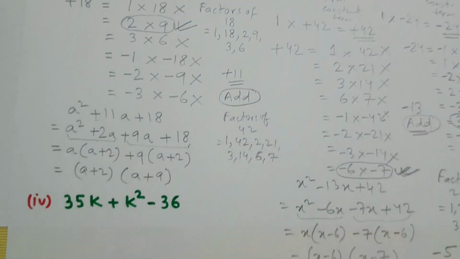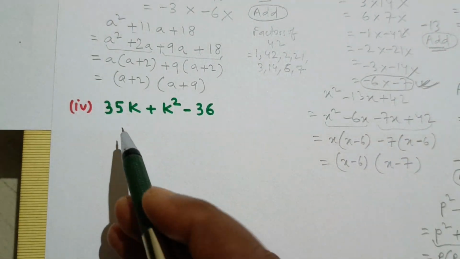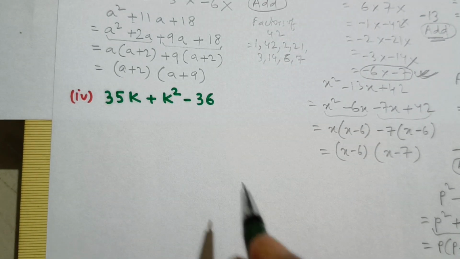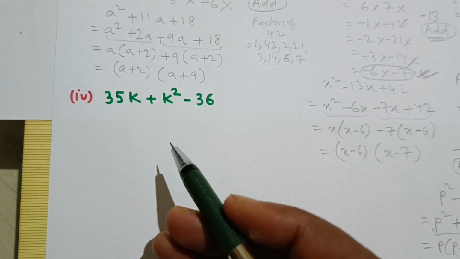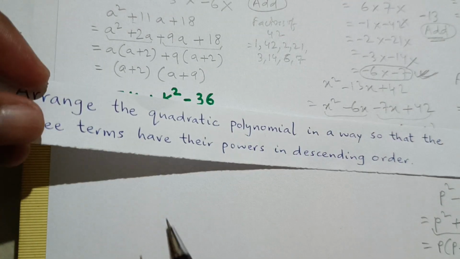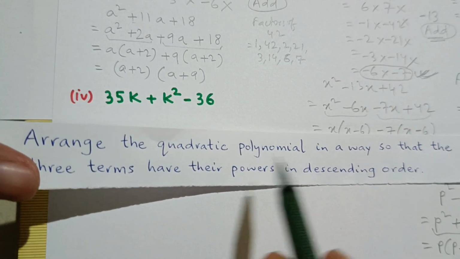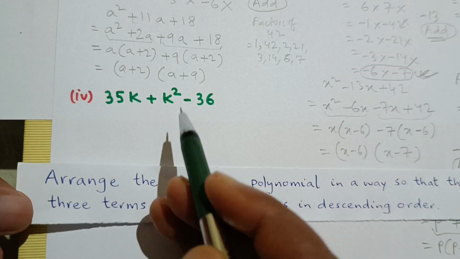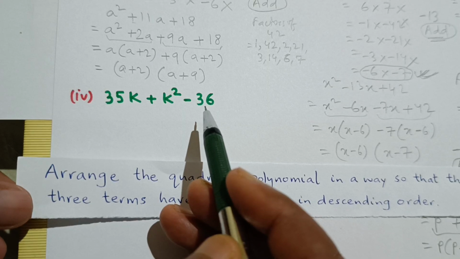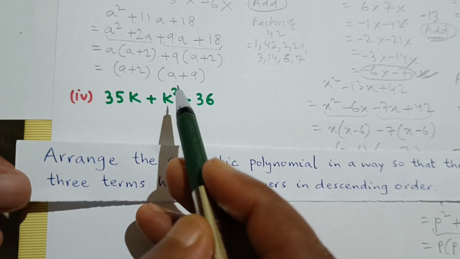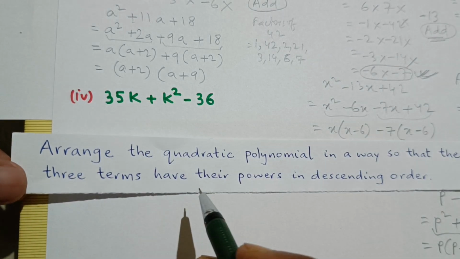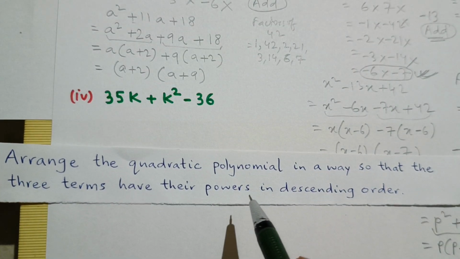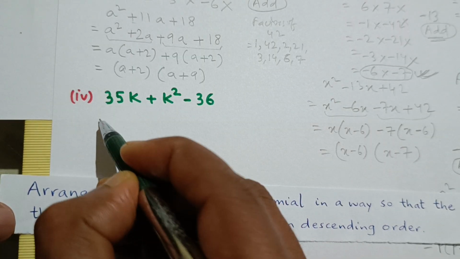And now let us do the last question of this question set. We have been given this quadratic polynomial and we have to factorize it by splitting the middle term. So the rule is: arrange the quadratic polynomial in a way so that the 3 terms have their powers in descending order. Here this is a quadratic polynomial in k, and the power of k is not in descending order. So let me arrange the 3 terms so that their powers are in descending order.